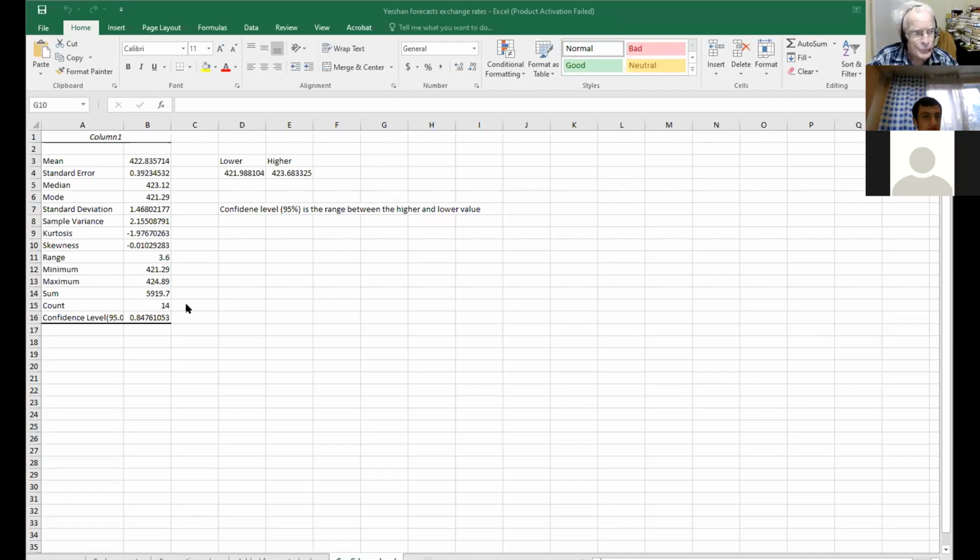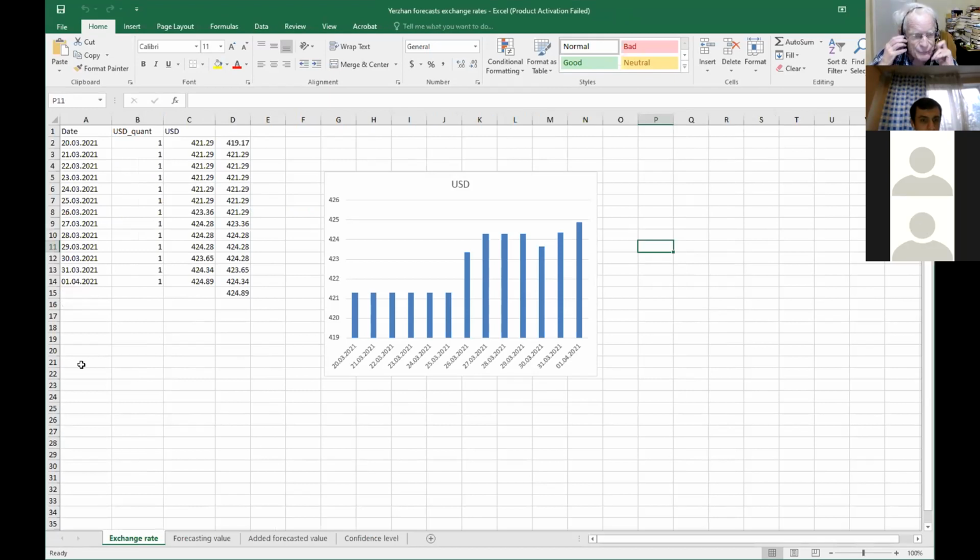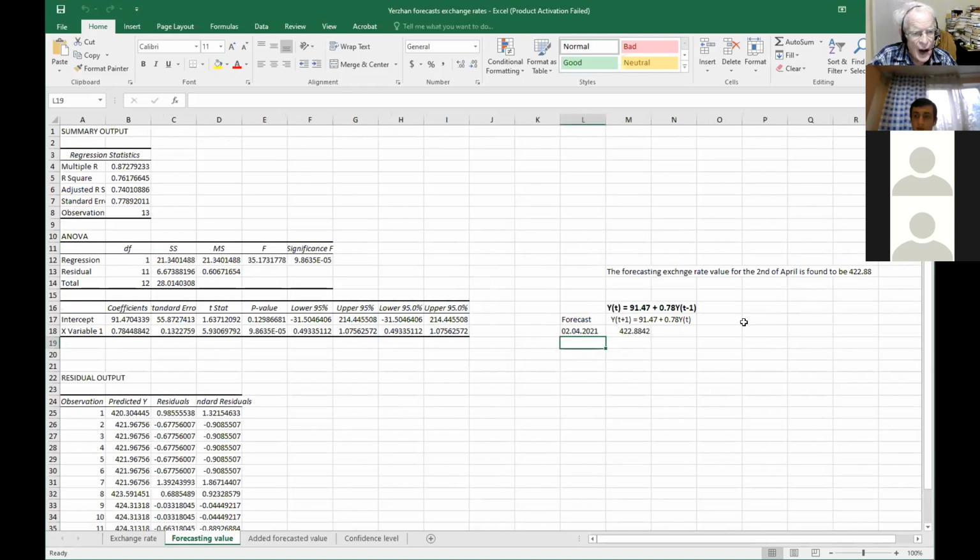Here's your Excel exercise spreadsheet. Why don't you take us through your thinking behind the forecast? Yes, sure. What I did is download the exchange rates for the past, from the 20th of March. I copied one column down on the D side, so that USD exchange rate was Y at T, and the next column was Y at T minus 1.